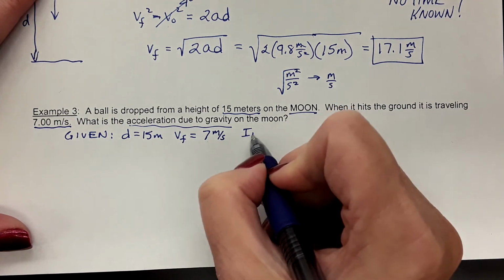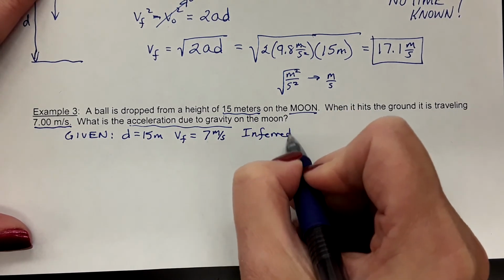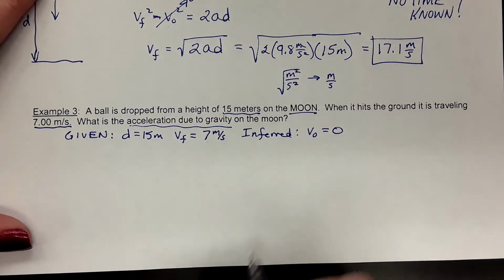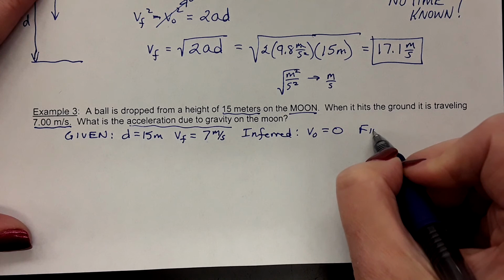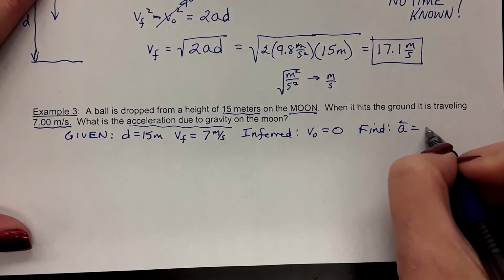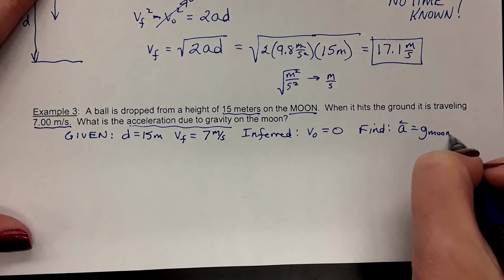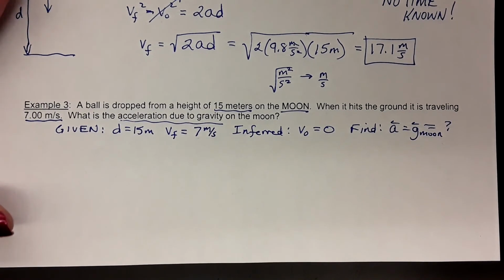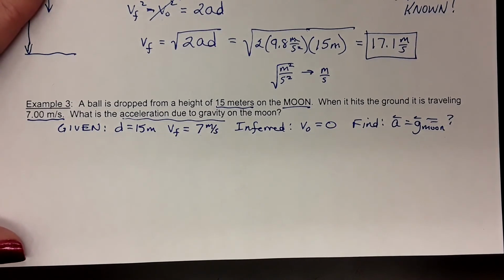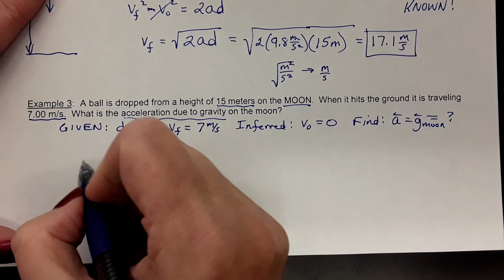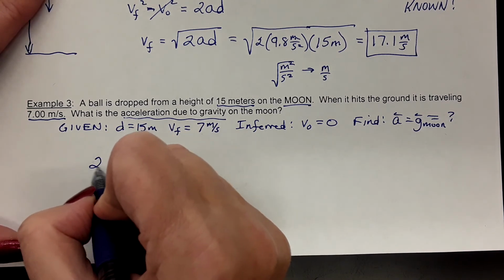Okay, inferred information. Inferred is the fact that we drop it so it starts from rest. Okay, what are we trying to find? We're trying to find the acceleration due to gravity on the moon. Okay, the acceleration due to gravity on the moon. All right, so let's start off. No time is known. So we're going to use the alternate equation again.